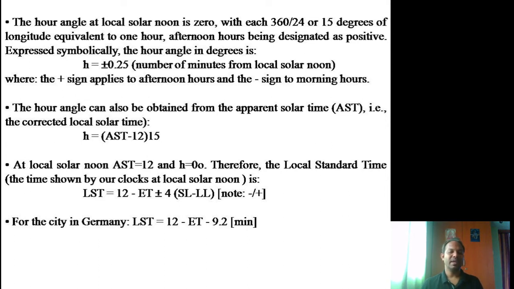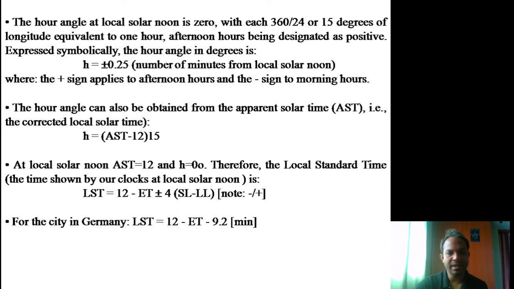If you consider 12 o'clock as noon, then from midnight till noon it is considered negative, whereas from the afternoon onward it is considered positive. The afternoon hours are considered positive and the morning hours are considered negative.